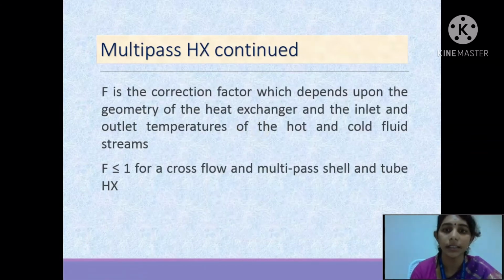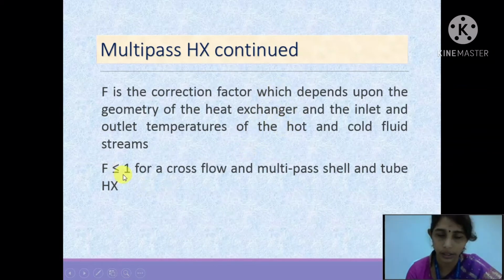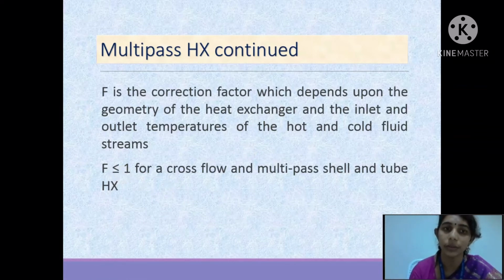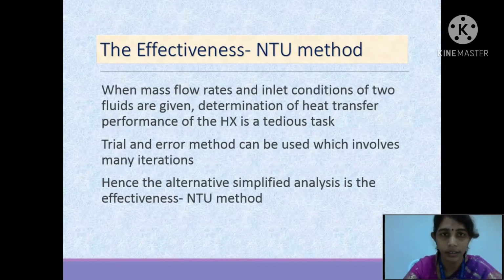This correction factor value is actually limited to 1. It can never exceed 1. So it is either less than 1 or equal to 1. When it is less than 1, it is a cross flow, and when it is equal to 1, it is a counter flow. So based on the correction factor, you come to know whether you are dealing with a multipass heat exchanger or a counter flow heat exchanger.